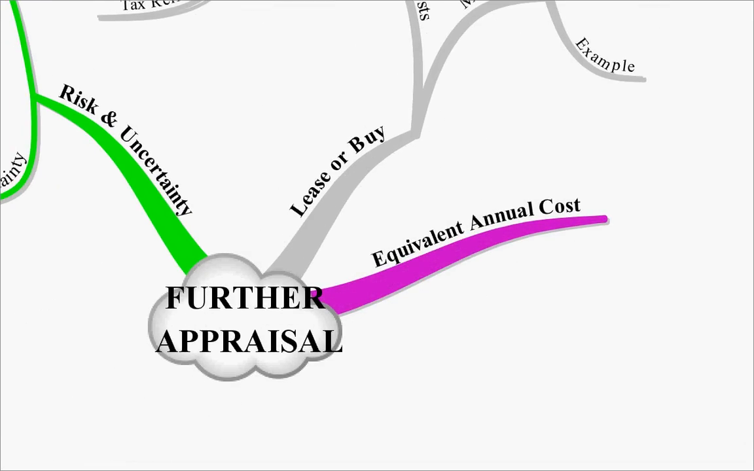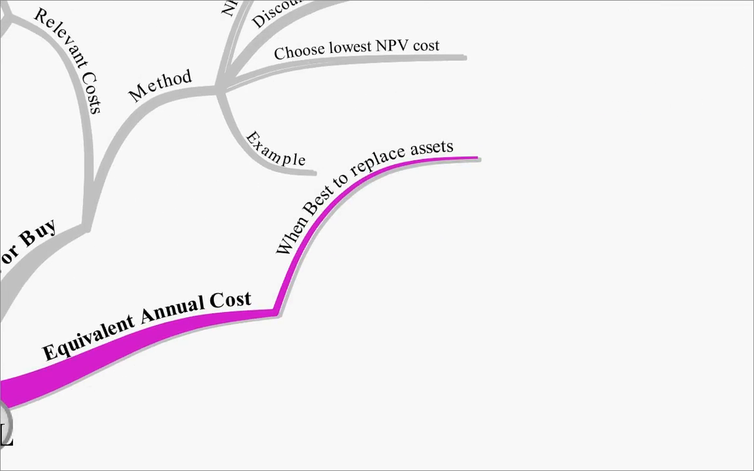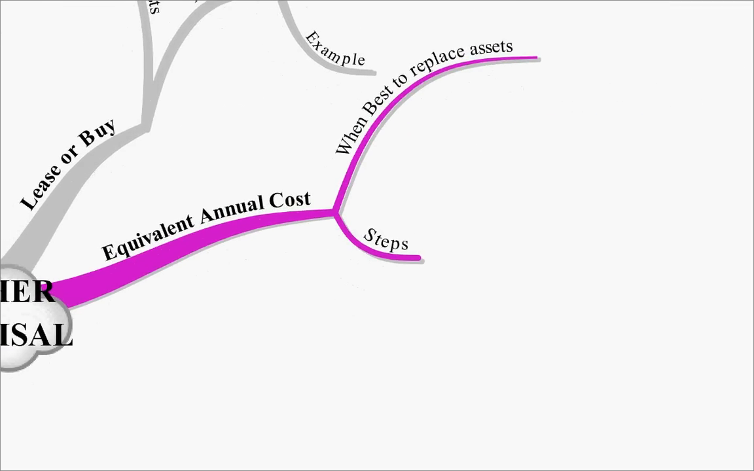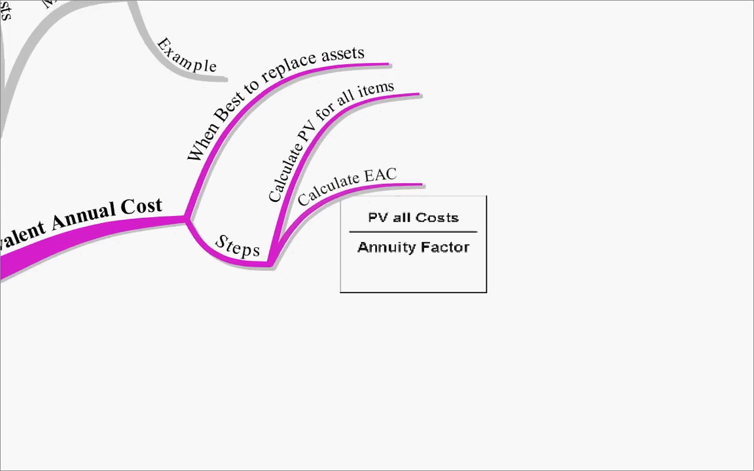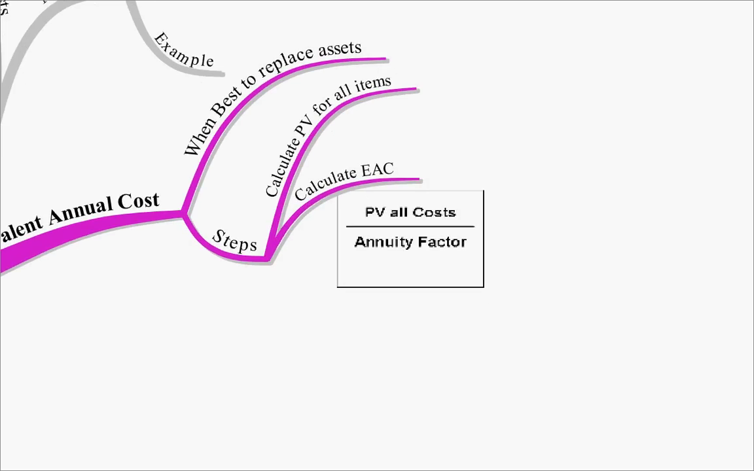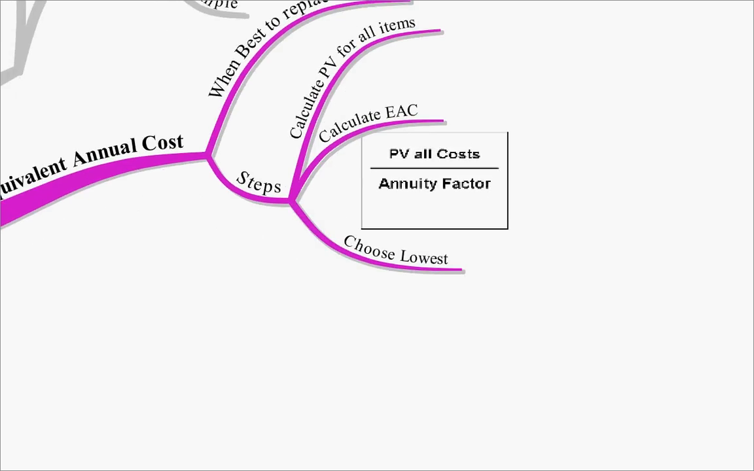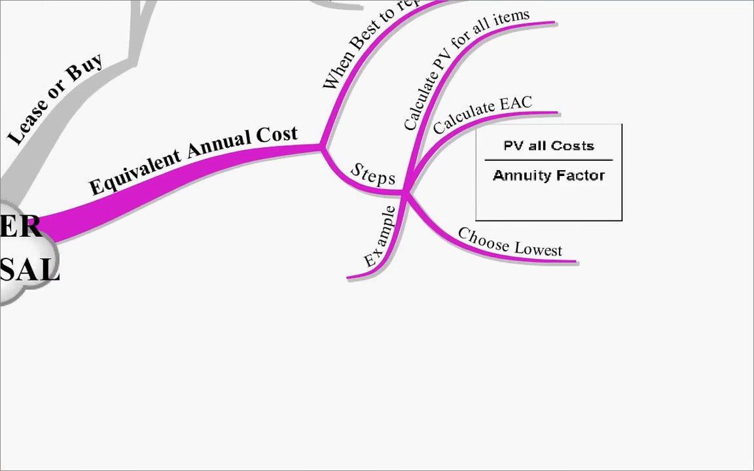Equivalent annual cost, then. This is telling us when best to replace assets. The steps in doing this: we calculate the present value for all items. Say we're told that we can replace an item every 1 year or every 2 years. We calculate the present value for both of those on the basis of 1 year and then on the basis of 2 years. And then we calculate the equivalent annual cost. We use the present value of all costs over the annuity factor taken from the annuity tables. Again, we want to choose the lowest, because the one with the lowest equivalent annual cost will be the best. We did an example of that in class.